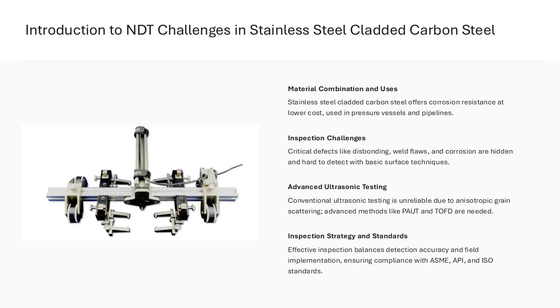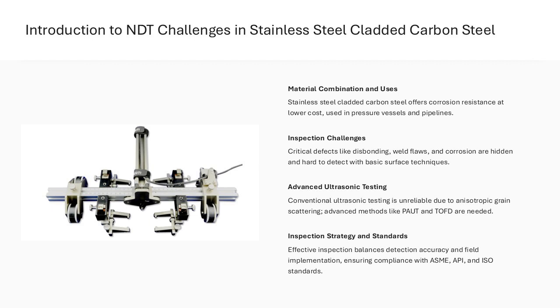Stainless steel cladded carbon steel is widely used in pressure vessels, pipelines, and process equipment where corrosion resistance is required at a lower cost than solid stainless steel construction. While this material combination provides excellent service performance, it introduces significant inspection challenges, particularly when non-destructive testing is required to assess structural integrity without impairing operation.